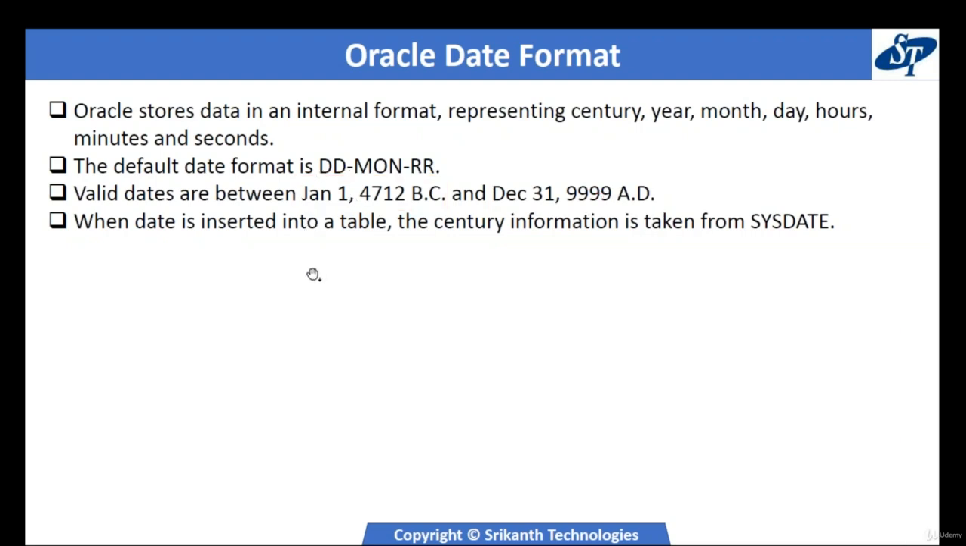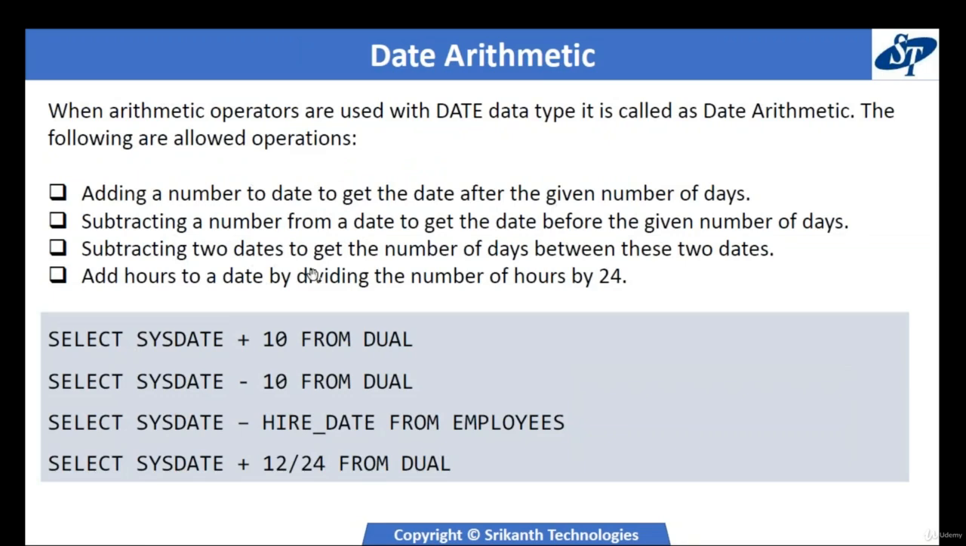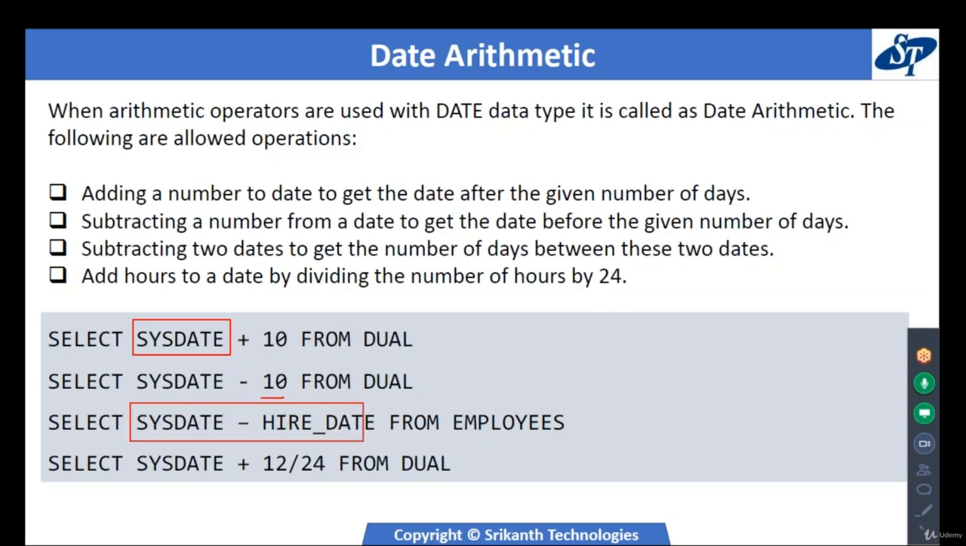So what are the other details? We have what is known as date arithmetic, which is allowing you to add a number to date, subtract a number from date, and by the way, sysdate represents system date. I want to know what will be the date by adding 10 days to system date. That's exactly what you can see from this expression. Similarly, if you want to go back by 10 days, this is the way you do it. And the third possibility is subtracting a date from another date. So you can subtract a date like hire date of employee from sysdate.